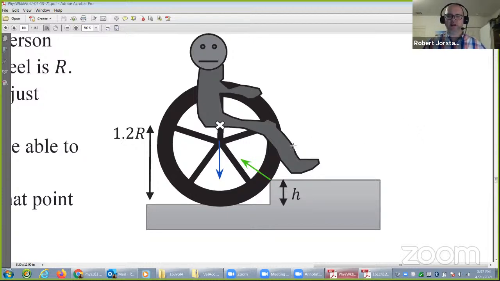Oh, wait, that's not right, is it? From the center of the X. The center of mass. Okay, let's undo that one. I'm going to try this other one. There it is. Hopefully you can see that. Sorry, I just screwed up that last one. All right, what next?